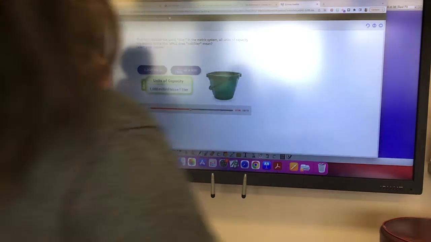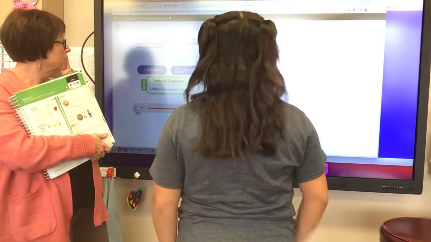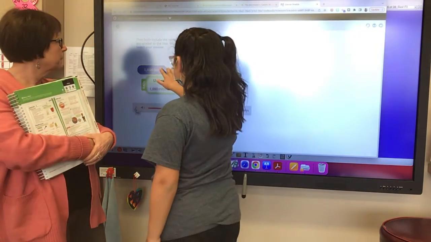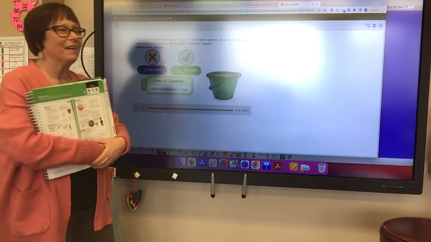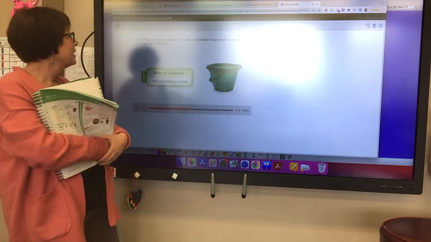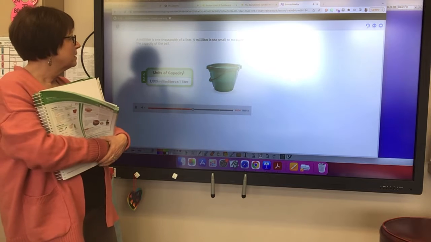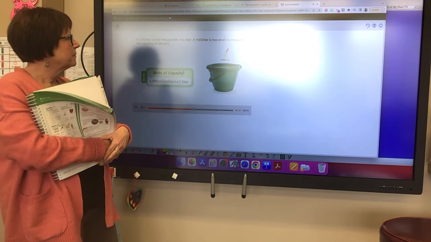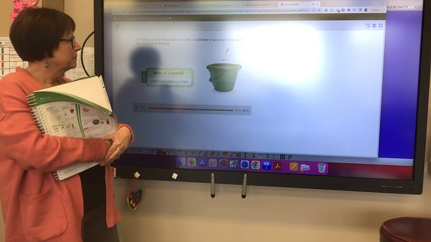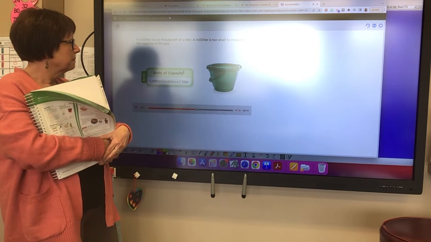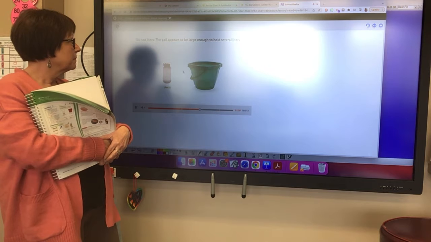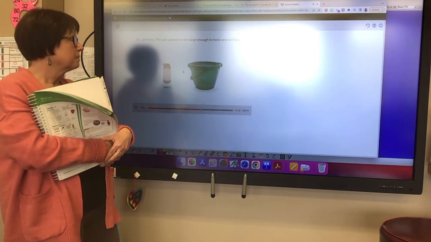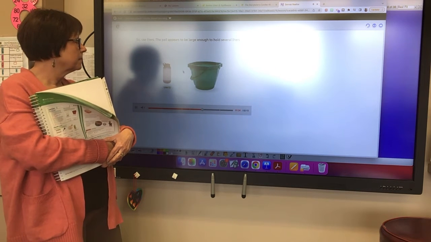1,000 liters. Yes, well picked. It does not. It means 1/1000th of a liter. A milliliter is 1/1000th of a liter. A milliliter is too small to measure the capacity of the pail. So use liters. The pail appears to be large enough to hold several liters.